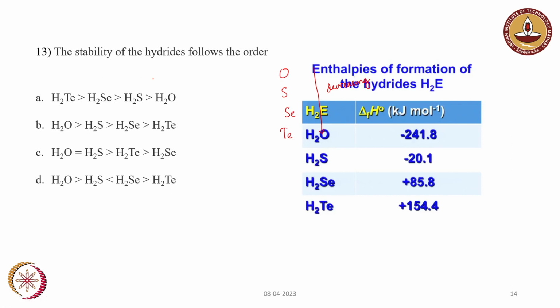So the stability order will be higher for elements on the top, and the stability decreases down the group. So the order will be H2O greater than H2S greater than H2Se greater than H2Te. So the answer is option B, H2O greater than H2S greater than H2Se greater than H2Te.